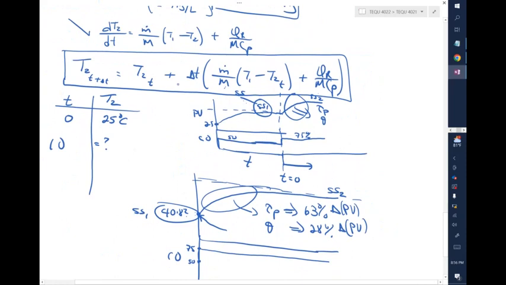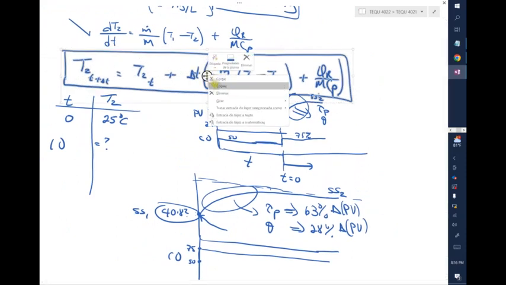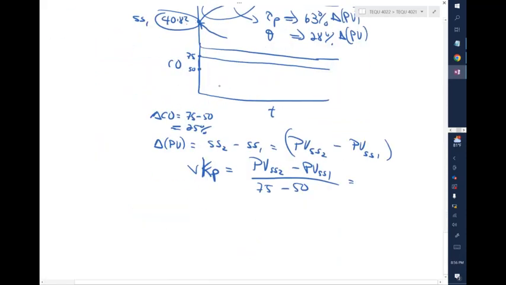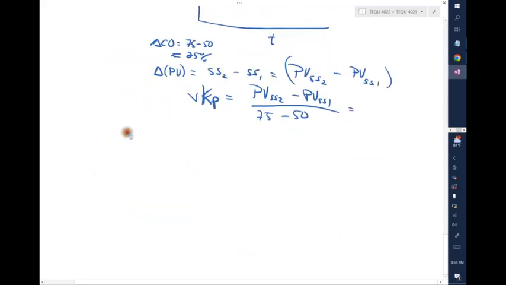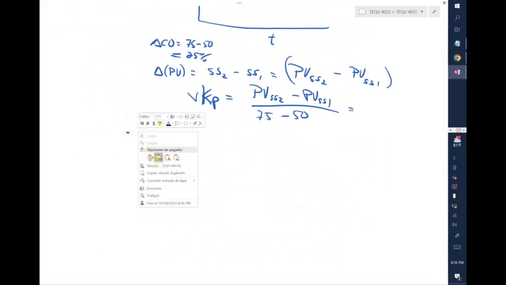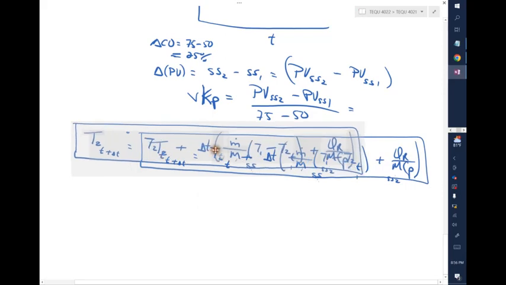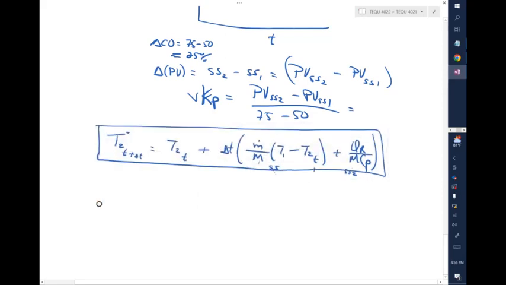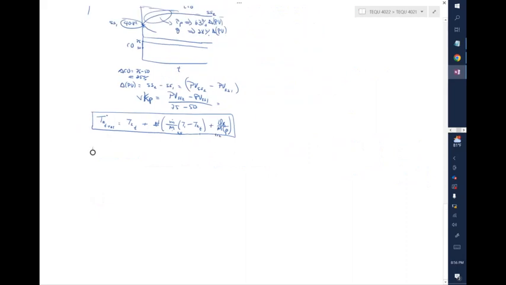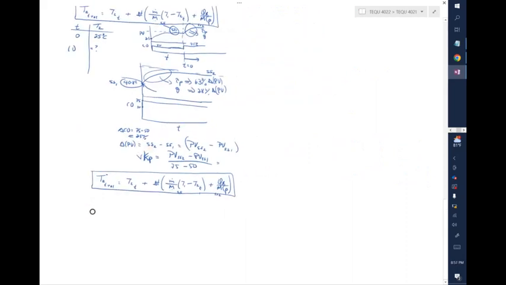To do that, let me copy this so everybody knows what values I'm going to be substituting. Let's see if I can get this right. Let me put it here. There we go. Let's see if I can get this better. So this is what we're going to do.